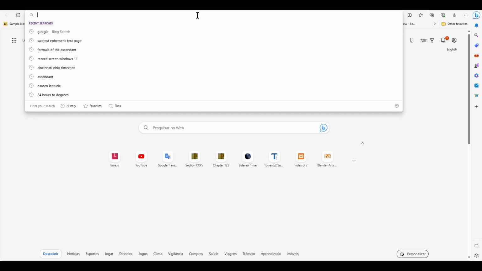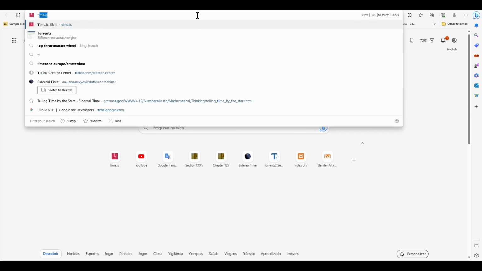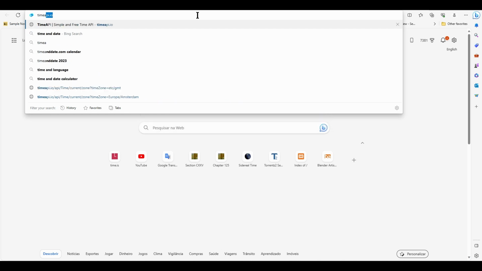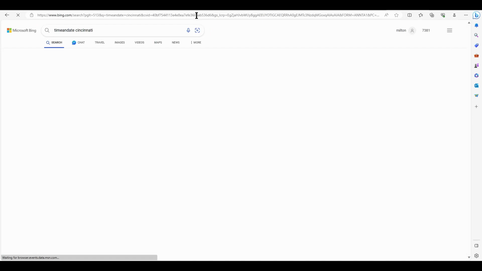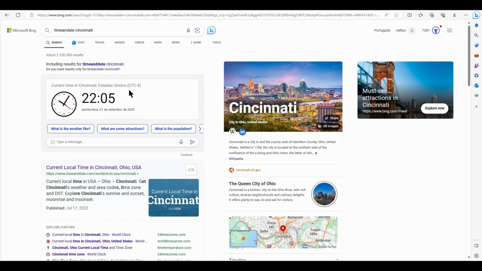So first we need to know, you can use the website Time and Date, timeanddate.com, and you put the name of the city, Cincinnati. You see, don't trust this, because this UTC-4 is saying the time zone right now, but not the time zone at the time that Spielberg was born.